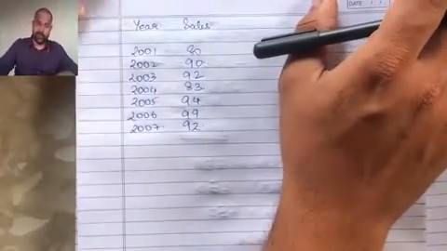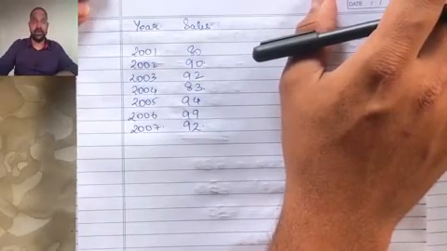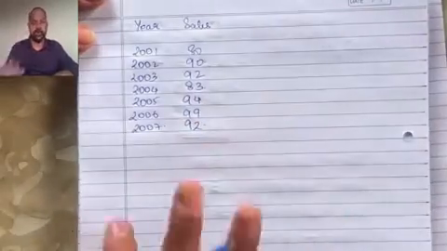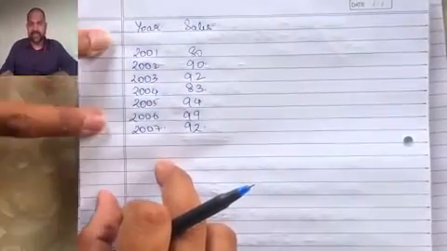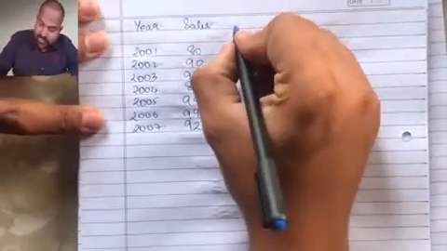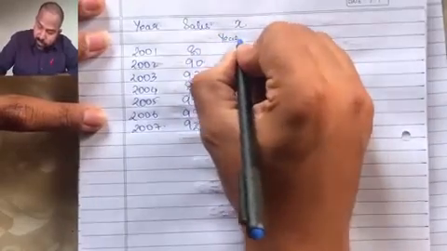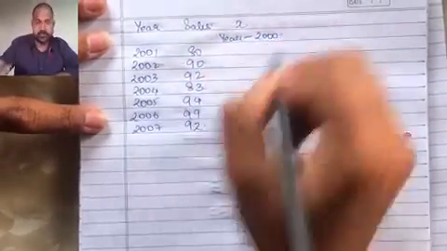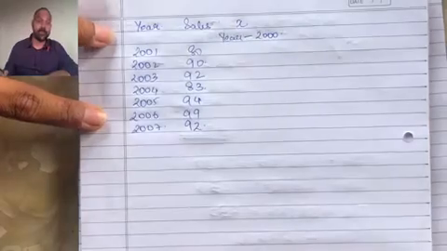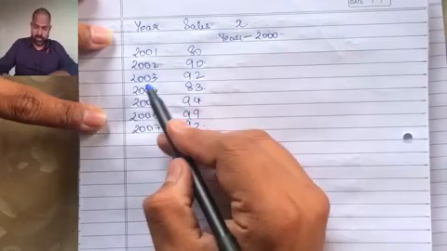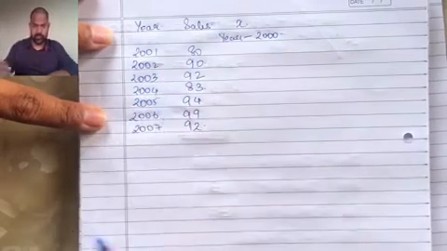Now, if you've done math 11, 12, if you've done foundation, then you understand what shift of origin is. This is what I consider as my x. I don't do that anymore because the x is very big. I will say my x is not year. My x is the year minus 2000. From the year, I am subtracting 2000. Why? Do you notice the year is 2001, 2002, 2003, 2004, 2005?